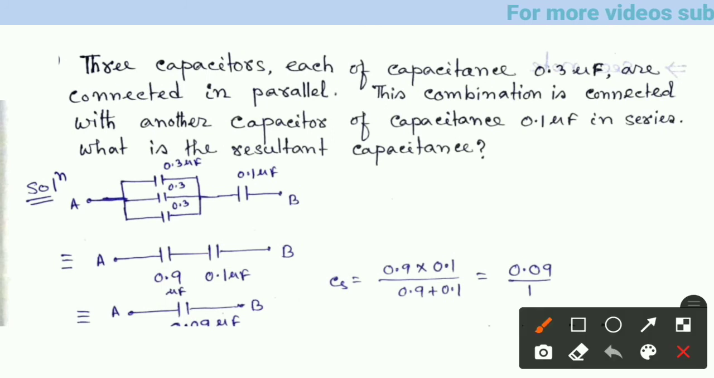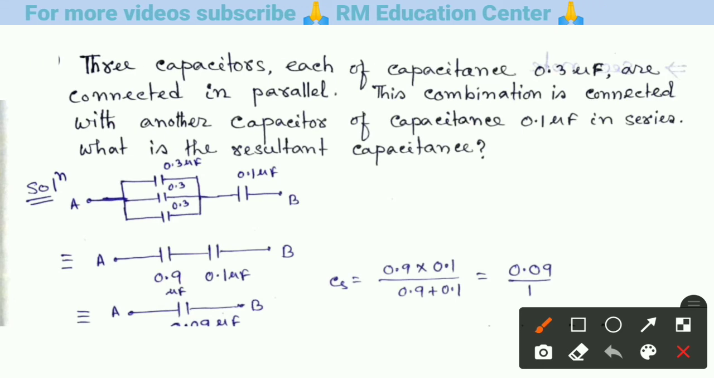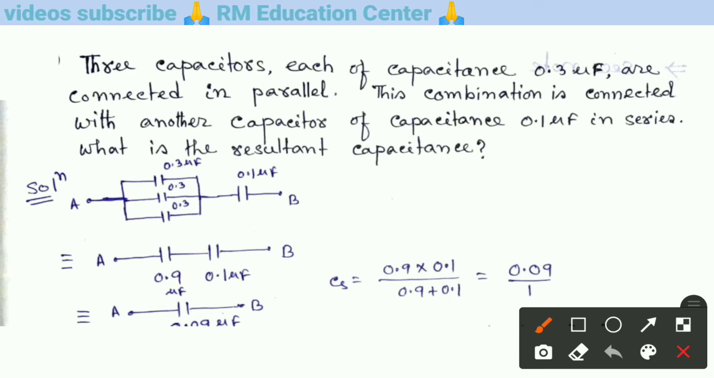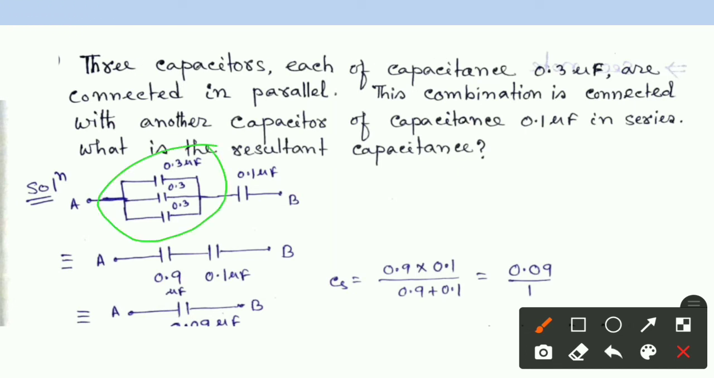Next question is, three capacitors, each of capacitance 0.3 microfarad, are connected in parallel. The combination is connected with another capacitor of capacitance 0.1 microfarad in series. What is the resultant capacitance? So this is the figure. Here are the three capacitors, each 0.3 microfarad, connected in parallel. So the equivalent is 0.3 plus 0.3 plus 0.3, so 0.9 microfarad, plus 0.1 microfarad.